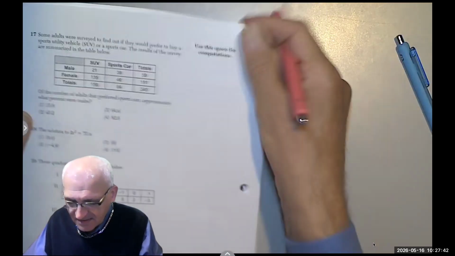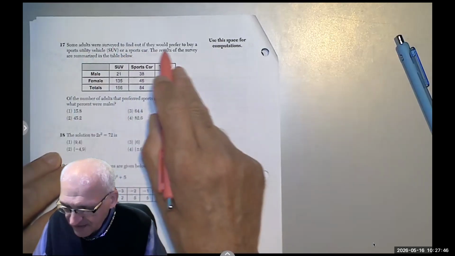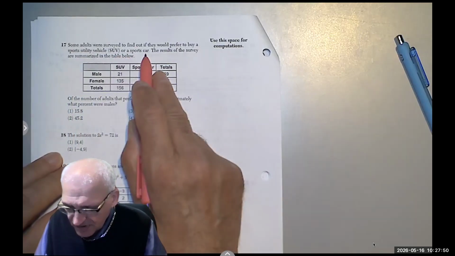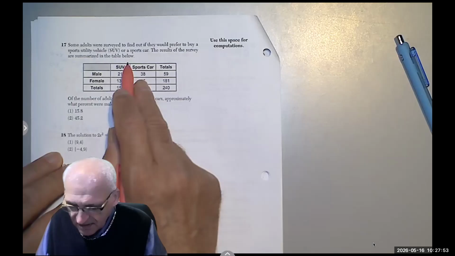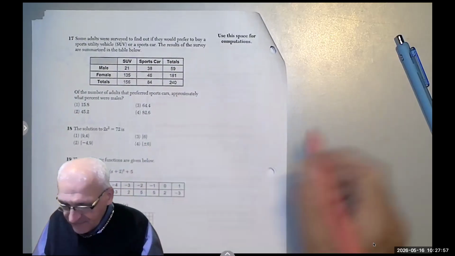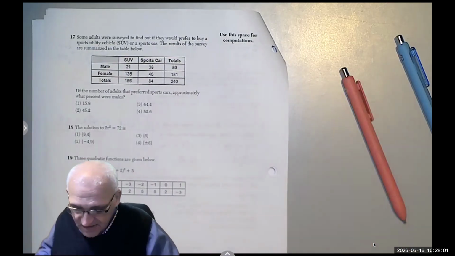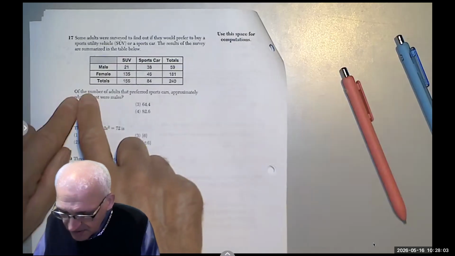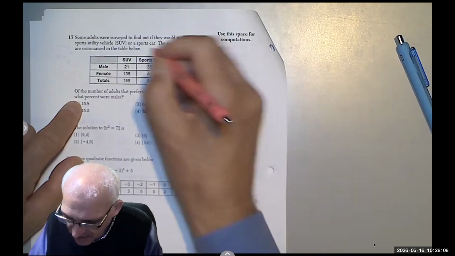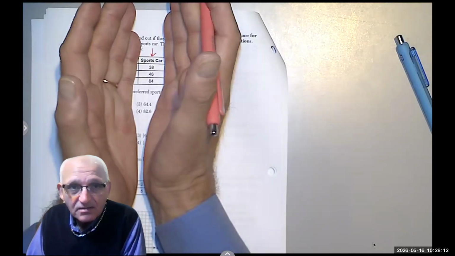Let's move to the next. Some adults were surveyed to find out if they would prefer to buy a sports utility vehicle, SUV, or a sports car. The results of the survey are summarized in the table below. We surveyed 250, 59 of them are males and 181 are females. And then they tell you about the number of adults that preferred sports car. So you only care about this column.